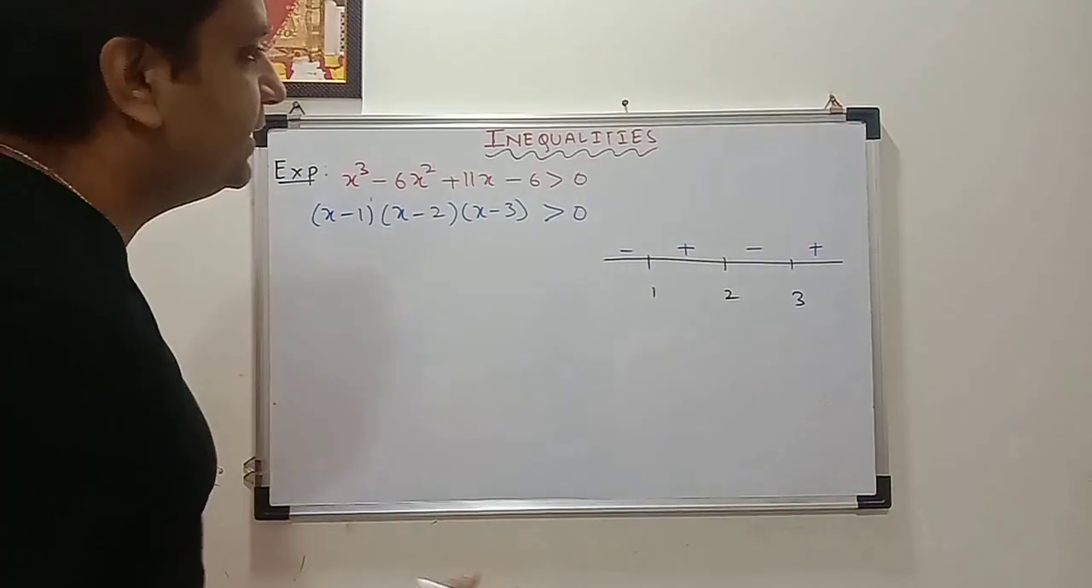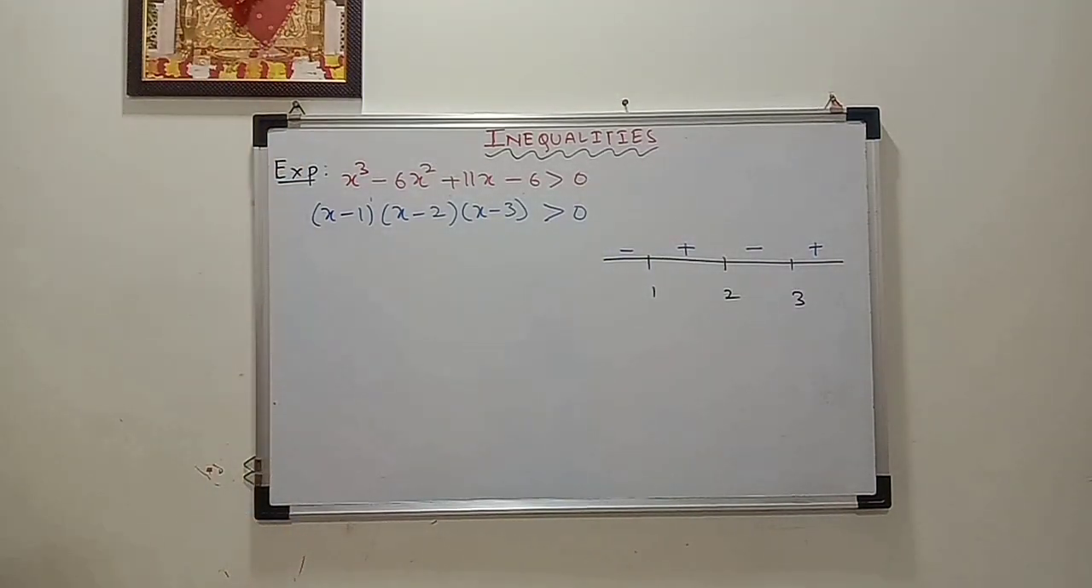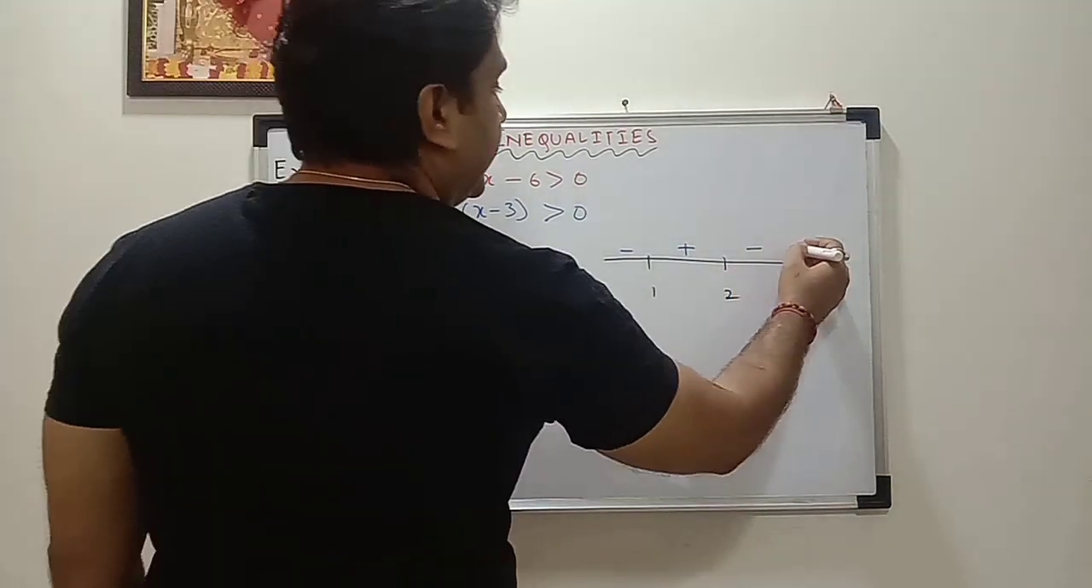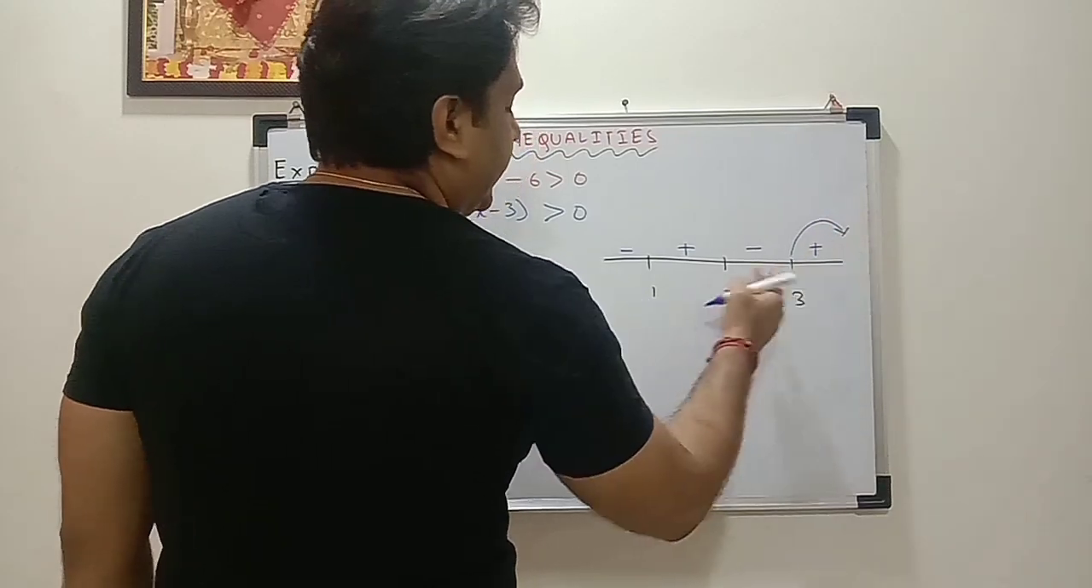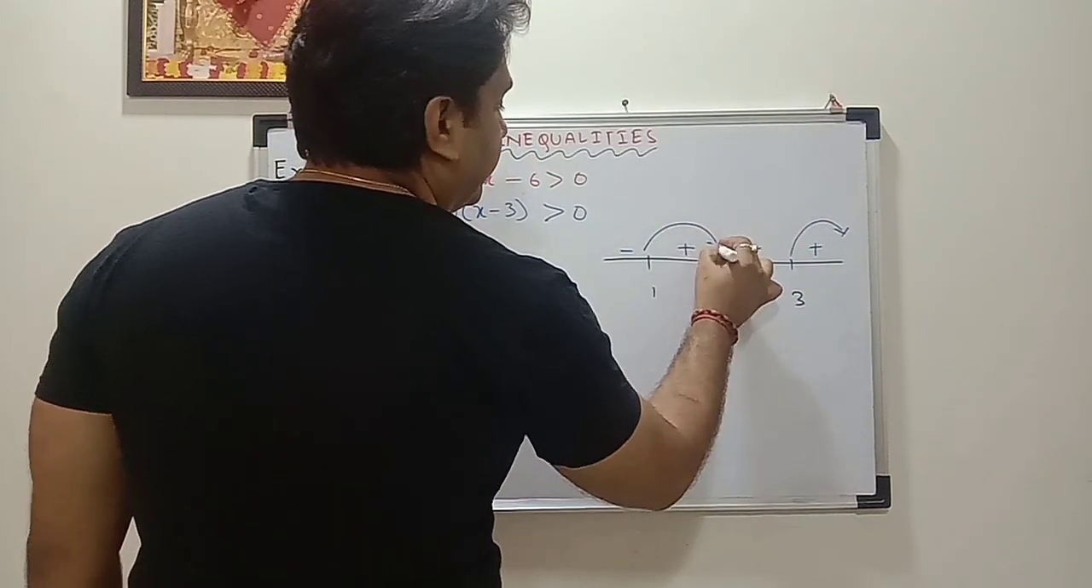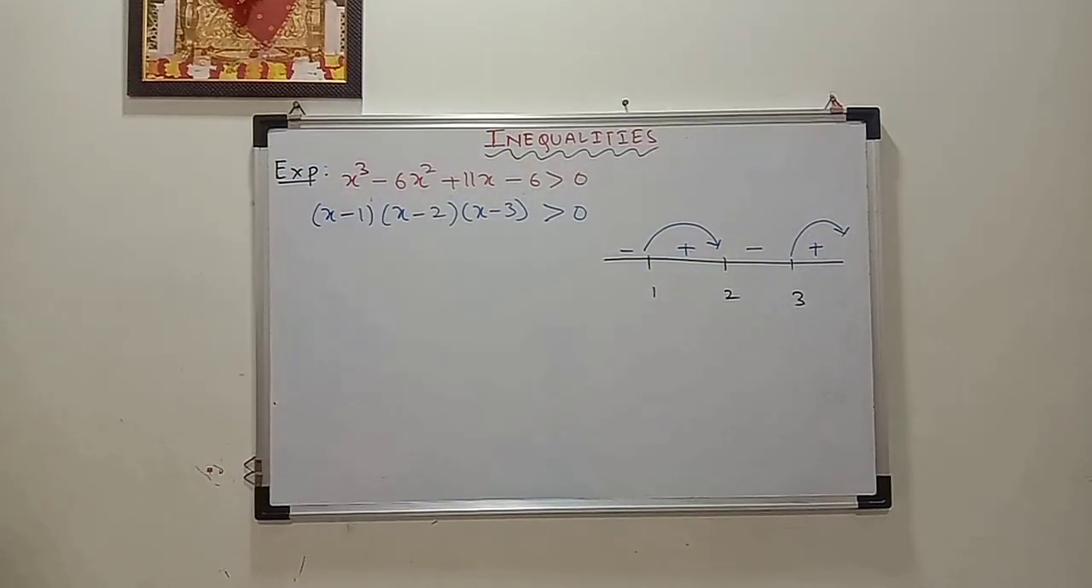Okay. Now, what is the next rule saying? We have to move. Where do we have to move? We have to move from the positive sign. Correct? We have to take the positive sign when it is the odd power. The positive sign means what? We need to take here. Again, we need to take here. Correct? 1, 2, 2 and 3.